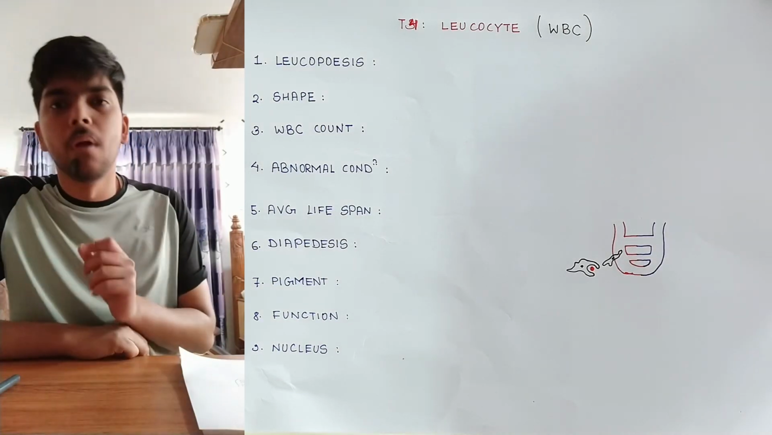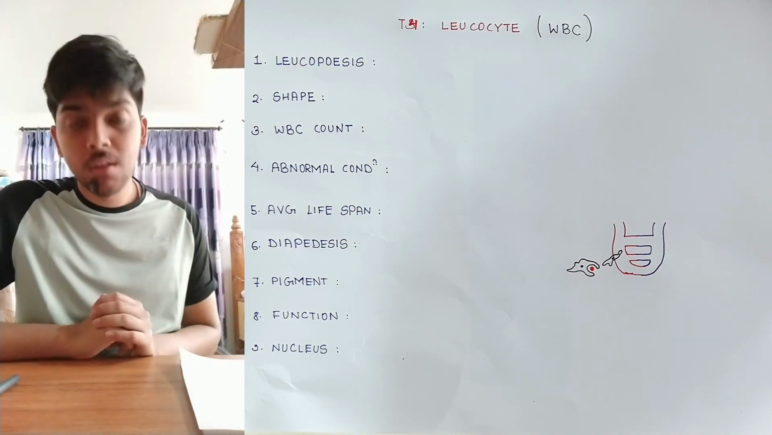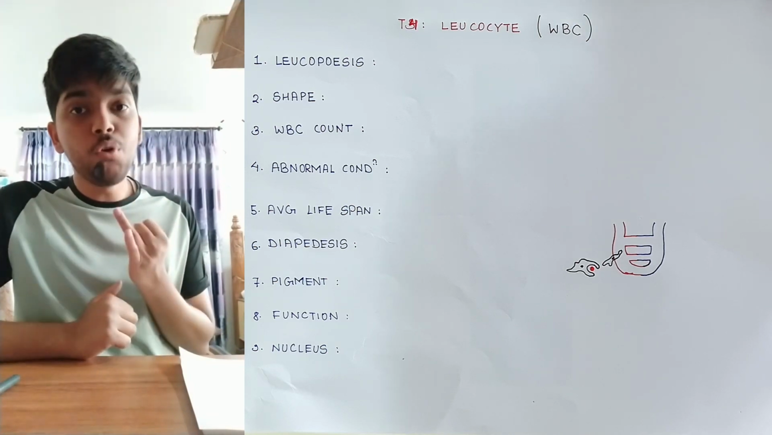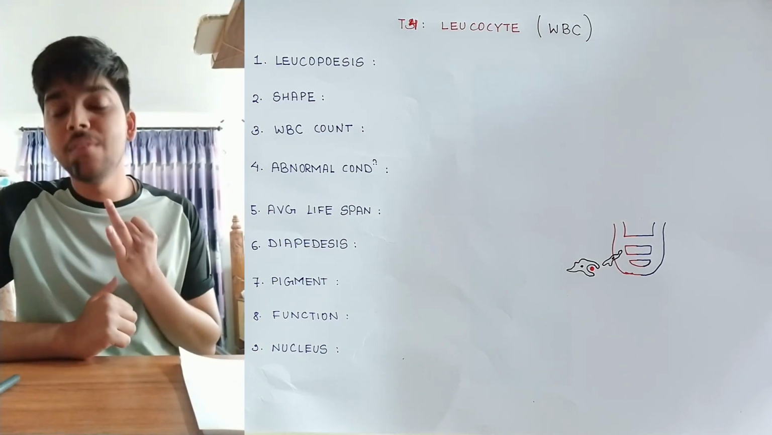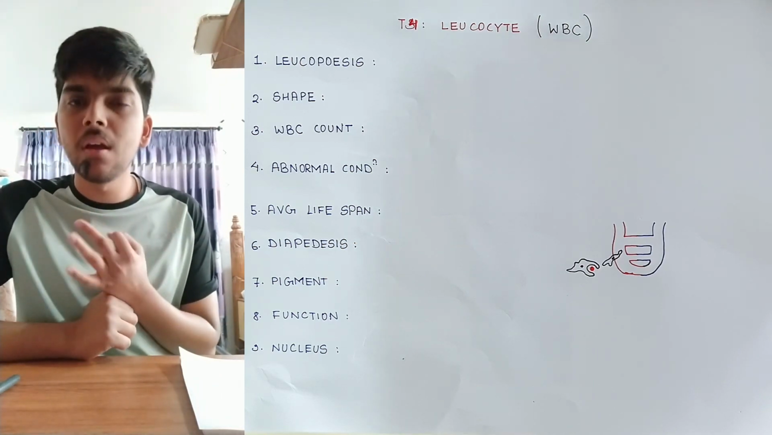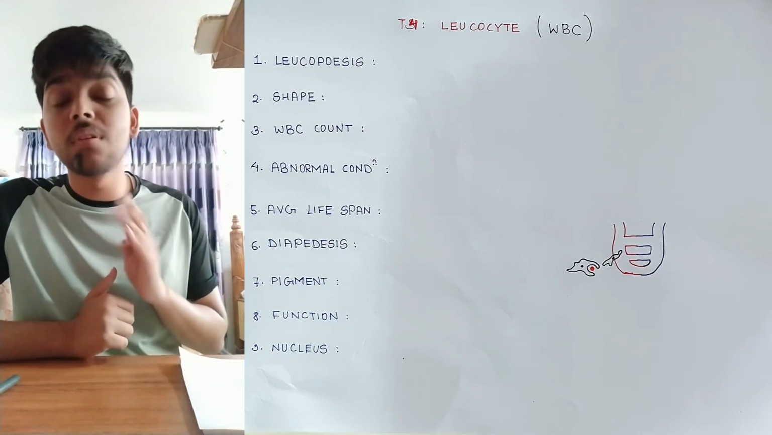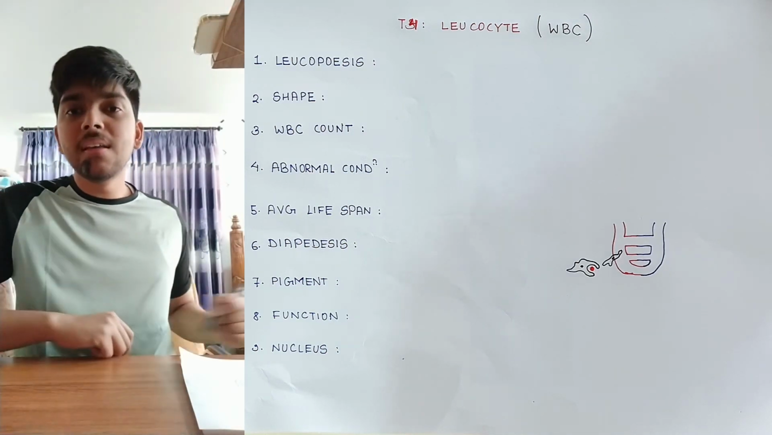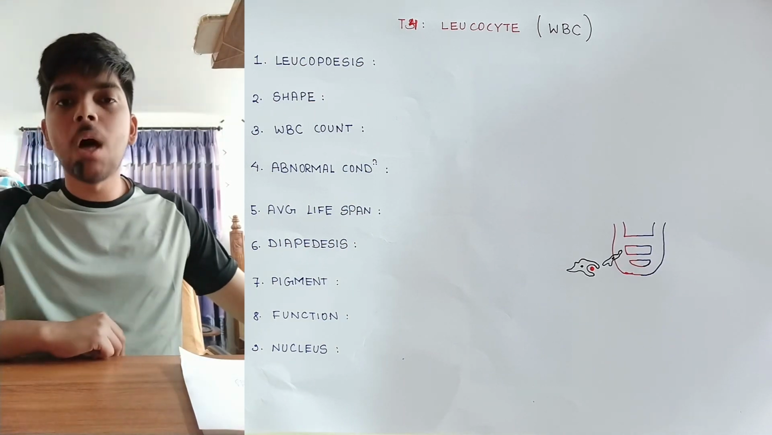Under the topic of blood, we are already done with number 1, the formation of blood as the first topic, number 2, composition of blood as the second topic, and number 3, red blood cells as the third topic. Now it's the turn for the fourth topic, and that's leukocytes. Leukocyte is the second formed element out of the 3.